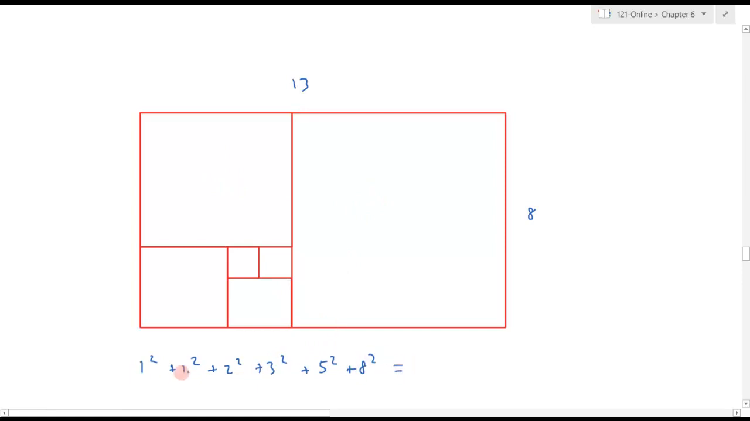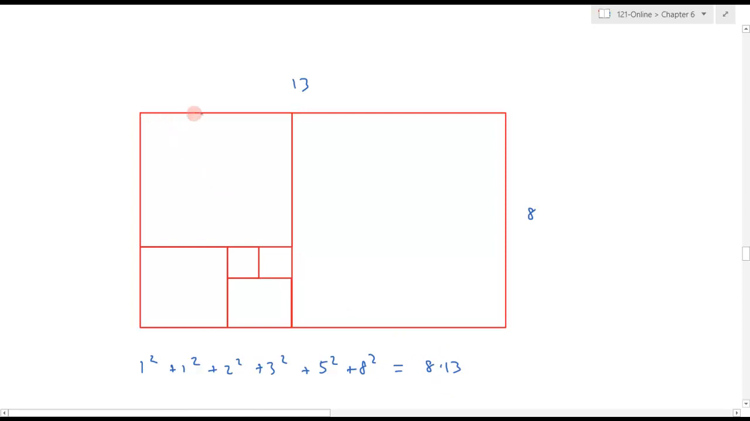Well, you can see that all those squares add up to make this rectangle, and the area of that rectangle is 8 times 13, right? So it's sort of an interesting way. Those are all the Fibonacci numbers, and the squares of the Fibonacci numbers up to a certain point are just going to be that last Fibonacci number times the next one.